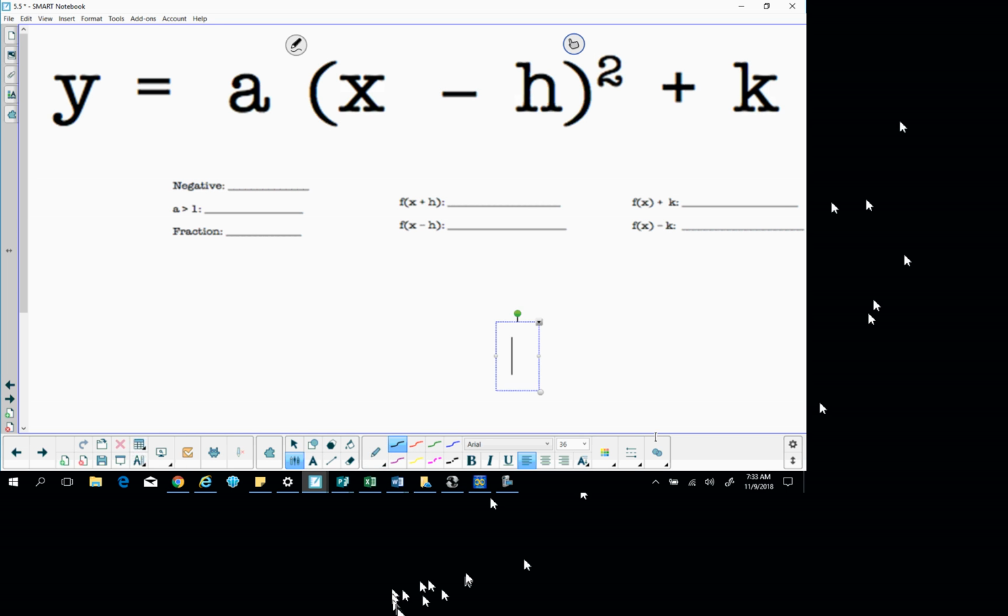And so that's just showing you what it looks like, so it's not just a bunch of words. But today we're just going over transformations, which is we're figuring out what's going on from our parent function. So you guys are going to lift this up right here. And at the top, we're going to go through each letter and figure out what's going on in each letter. And so I'm going to start with A, which is our leading coefficient.